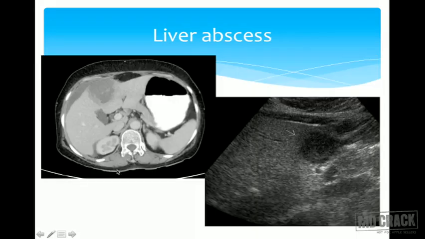Liver abscess, again, a very common finding. Over here, this is a CT axial section of the liver. Over here, there's a hypodense collection, which has ruptured into the perihepatic space. Over here, on ultrasound, you see it as a hypoechoic lesion. So these are your abscesses.